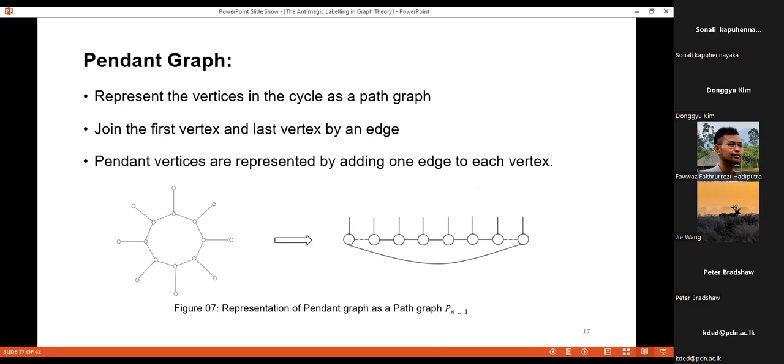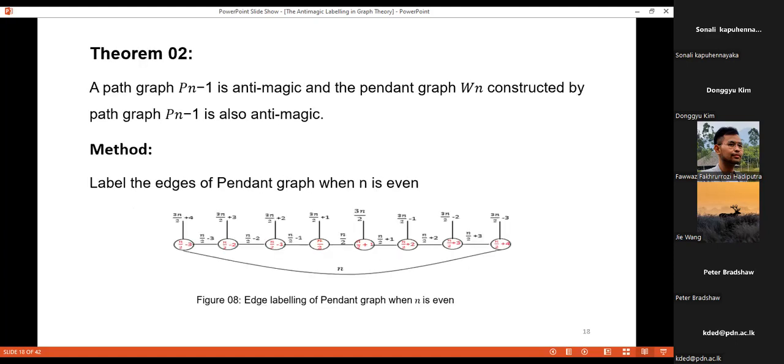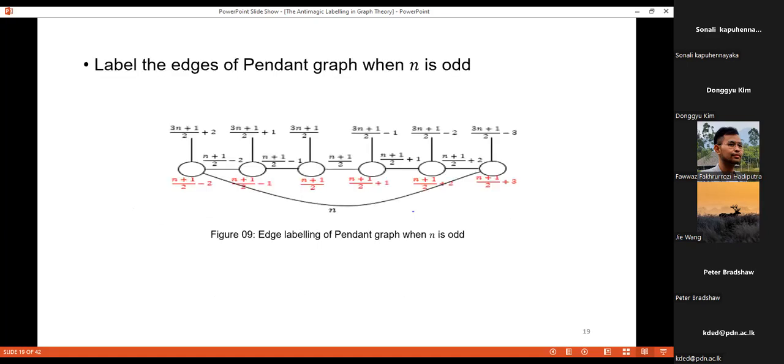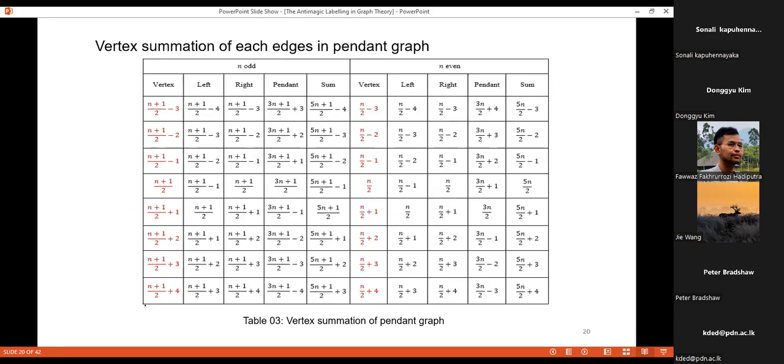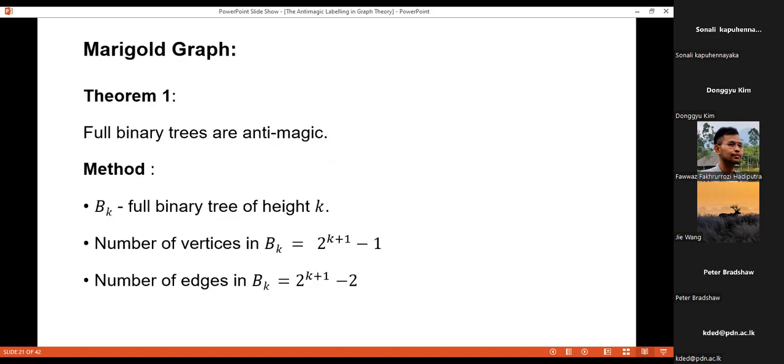Here, the method is similar to the wheel graph, but we represent the pendant vertices by adding one edge to each vertex. In the next slide, you can see the edge labeling of pendant graph when n is even, and this is the edge labeling when n is odd. Then when we move on to the next slide, it gives a summary of the edge labeling of pendant graph when n is odd and even. In the next slide, it shows how to apply the anti-magic like labeling method for the marigold graph.